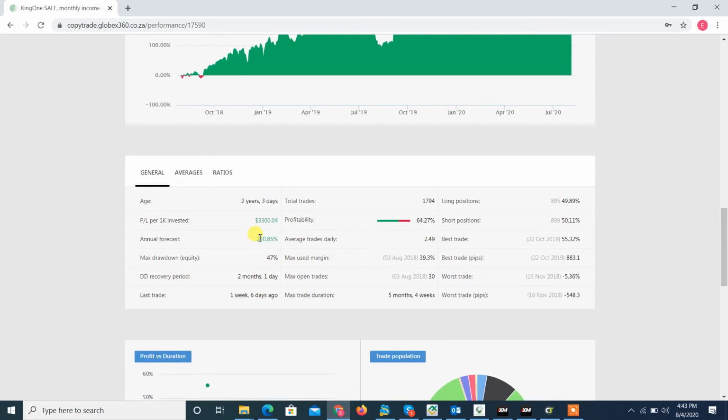So this guy has an annual forecast of 230%, right? So you're happy, you think in your head, if you put away 10,000 rands, this guy is going to make an extra 23,000 rands for me. Right, because that is what we're looking at annually.